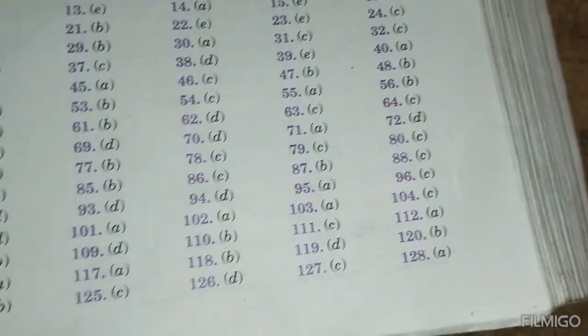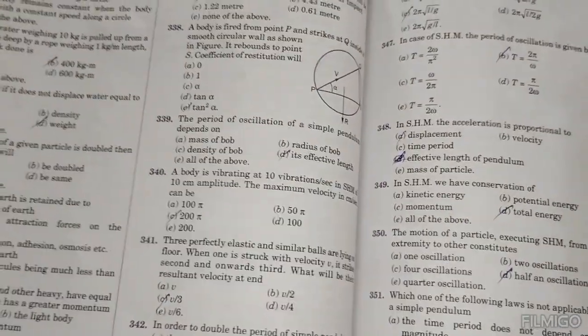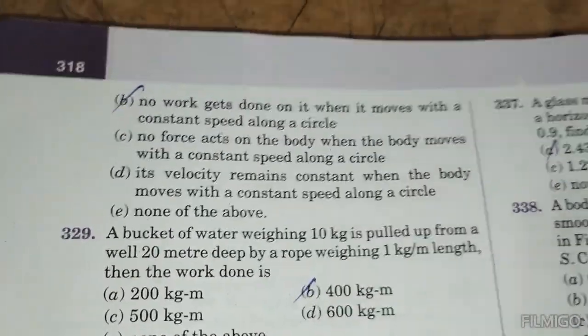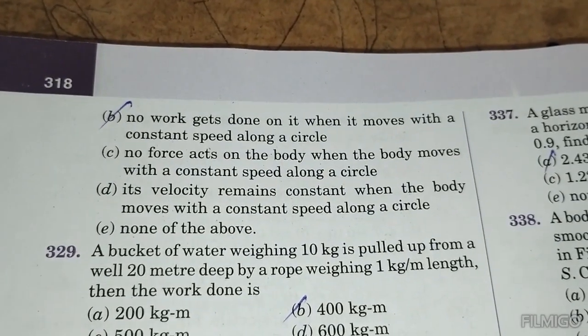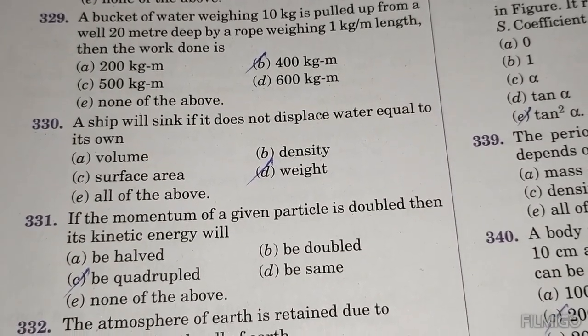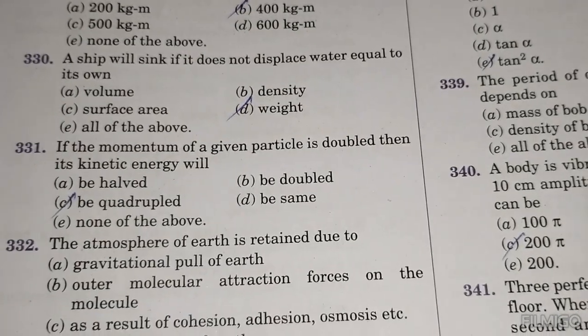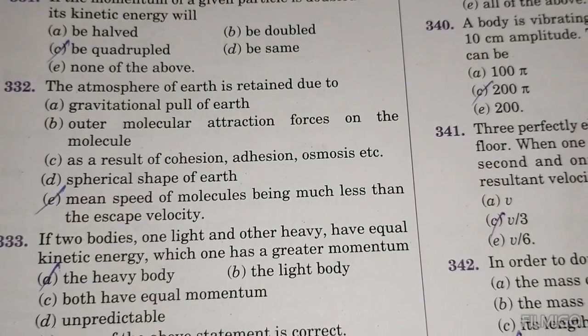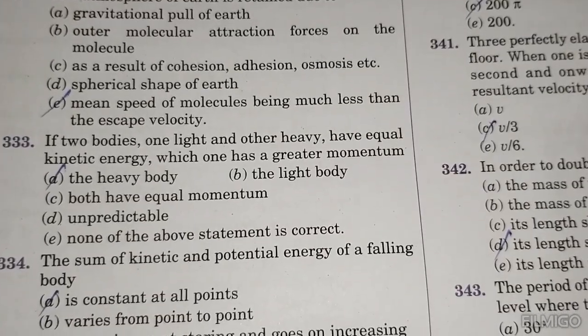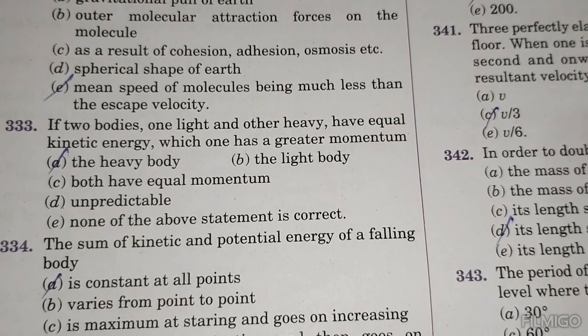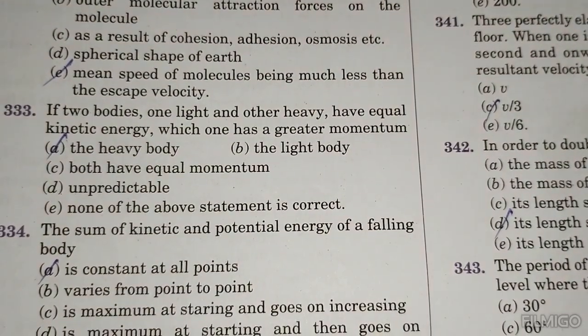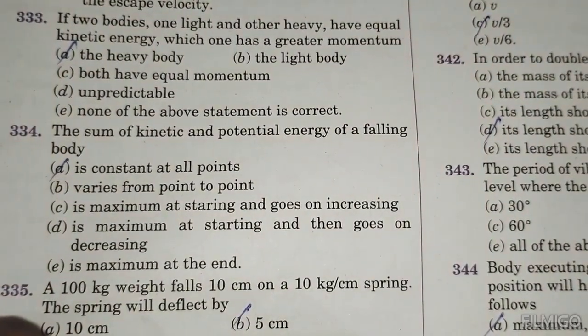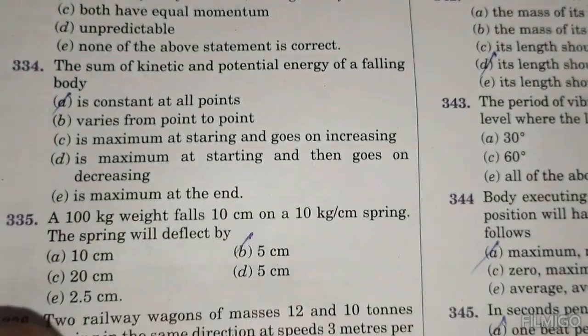Choose the correct statement. No work gets done when a body moves at constant speed along a circle. A ship will sink if it does not displace water equal to its own weight. If the momentum of a given particle is doubled, then the kinetic energy will be quadrupled. The atmosphere of the Earth is retained because the speed of molecules is much less than the escape velocity. If two bodies, one light and the other heavy, have equal kinetic energy, the heavy body has the greater momentum. The sum of kinetic energy and potential energy of a falling body is constant at all points.